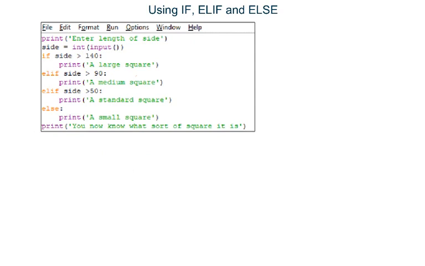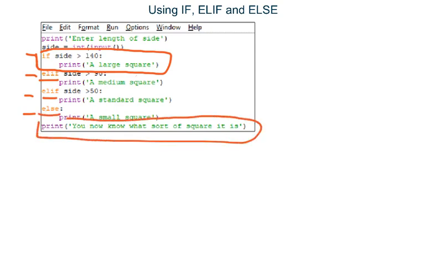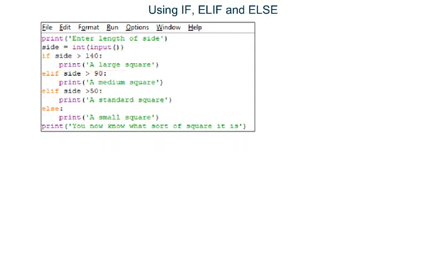Sometimes we have more than one ELIF. So in this program we have 4 options. The program will check what is in variable side. If it's bigger than 140, it will output a large square. If it does that, it will not do this ELIF, it will not do this ELIF, it will not do the else, it will jump straight to the end and do this unindented line of code.